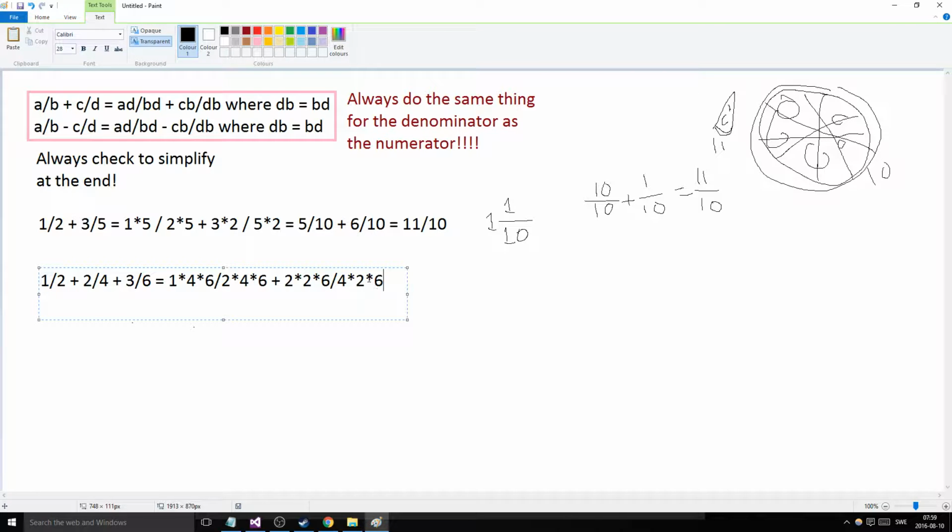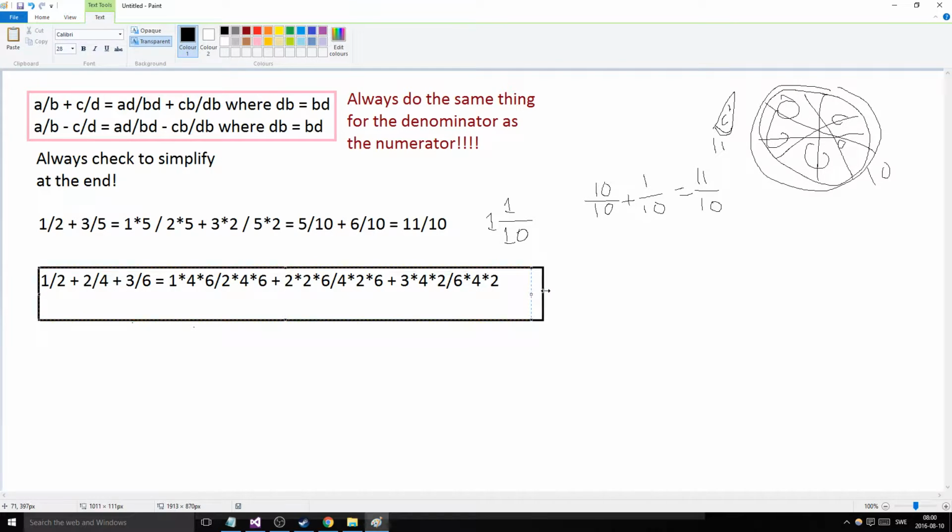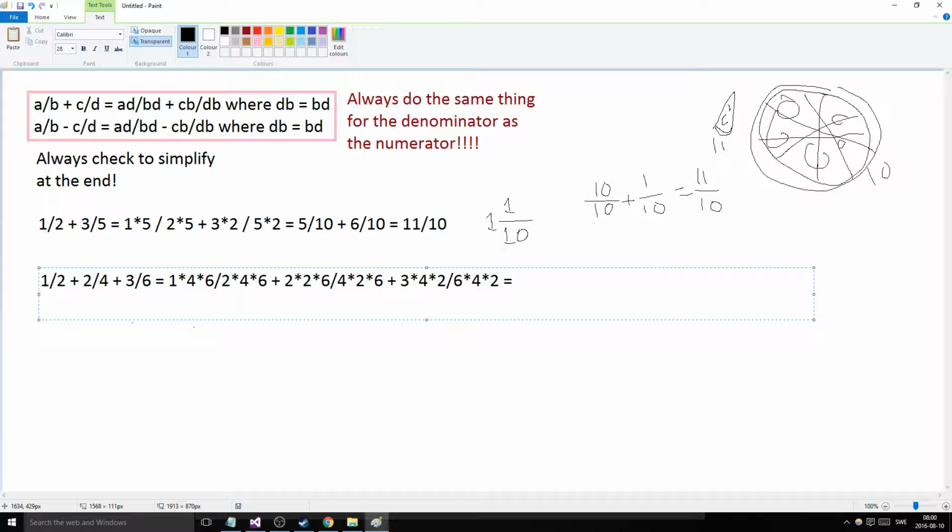Do you see this denominator? Denominator is the same as this. You see that? Easy. And then 3 multiplied by 4 multiplied by 2. And then 6 multiplied by 4 multiplied by 2. And voila. Now we have to actually calculate this.